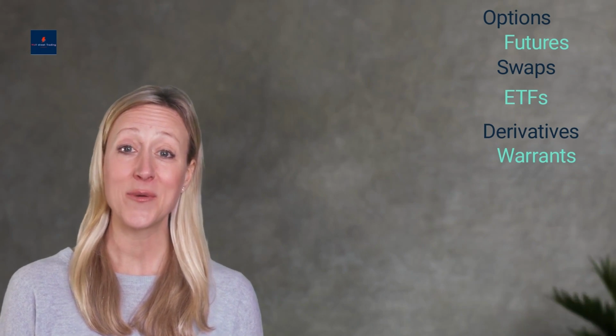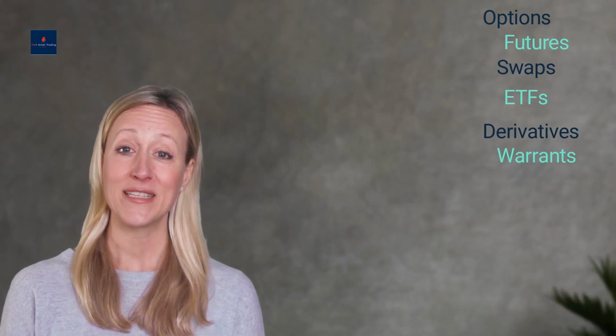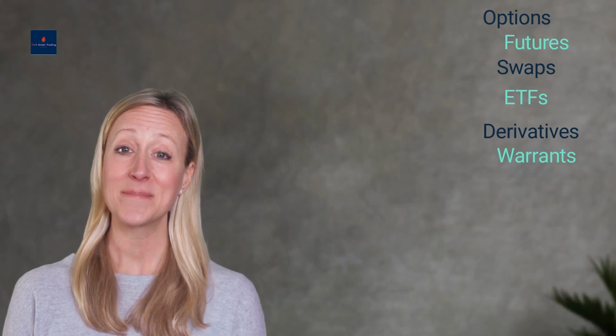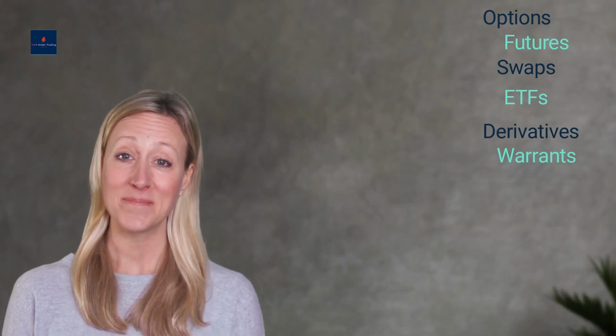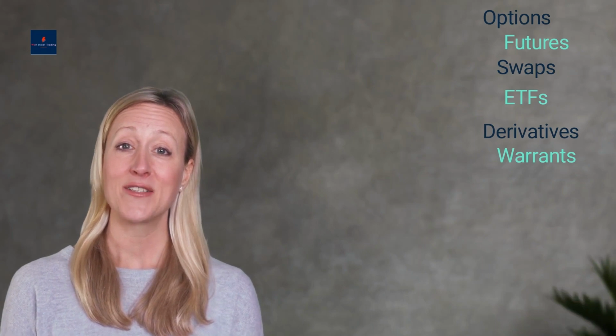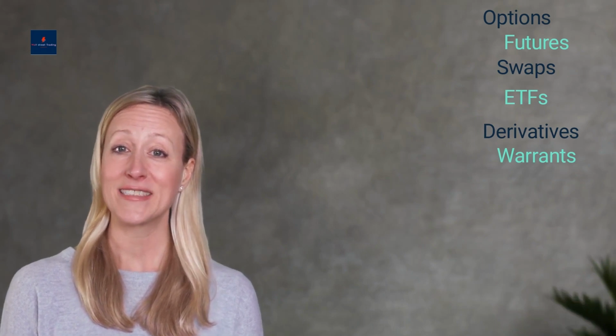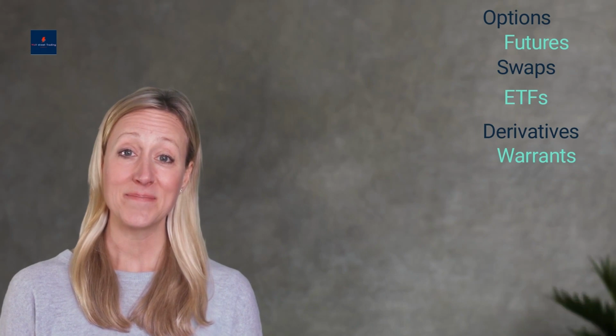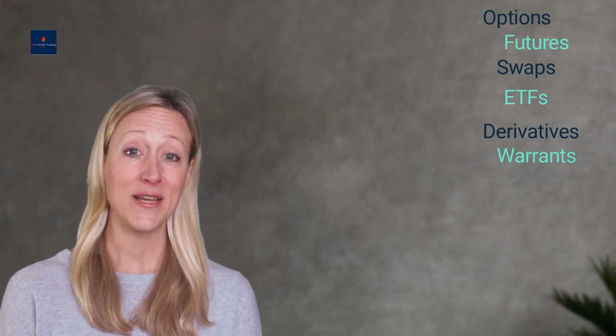Swaps. A swap is a contract between two parties to exchange cash flows at a specified time in the future. The most common type of swap is an interest rate swap, in which two parties agree to exchange fixed and floating interest payments.